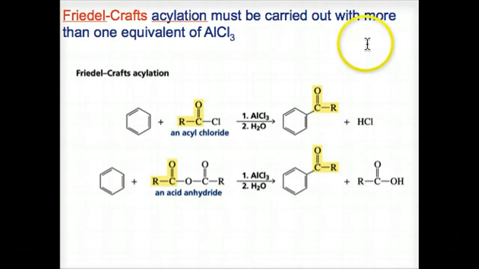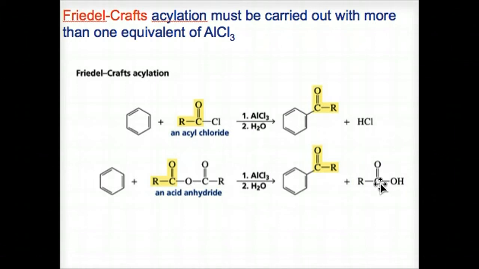Friedel-Crafts acylation must be carried out with more than one equivalent of the aluminum trichloride. Here is the acyl chloride. The acyl portion is highlighted in yellow. Here it is also down in the acid anhydride, and again highlighted in yellow after it's put on the benzene ring, the acyl group. And of course the Lewis acid. Both of these are acylation reactions.